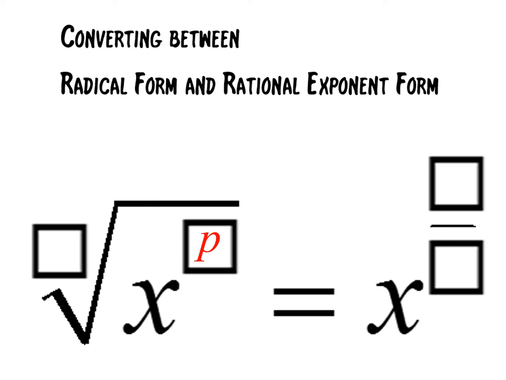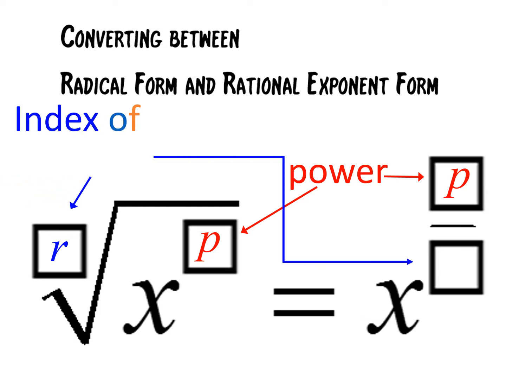We'll call that inside exponent P. So when we write it as a rational, the P will be in the numerator. The index, we'll call it R, and the index will be in the denominator. That's the index of the roots, how many sets we need in order to come outside the radical. So go ahead and write that down in your notes, and let's move on.